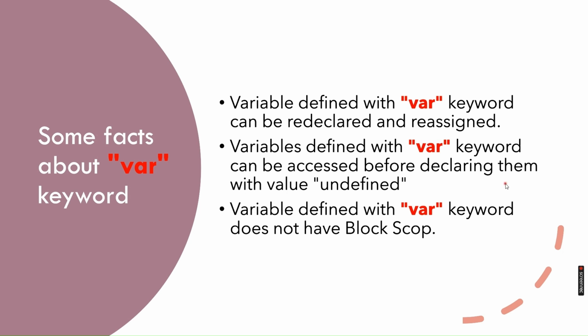Variables defined with the var keyword can be accessed before declaring them, with the value undefined. So before we say var car equals Toyota, if we want to print it to the console, it will be accessed without throwing any error, but the value will be undefined. A variable defined with the var keyword doesn't have block scope. That means if we declare a variable with var in a function or under a scope, like brackets, we can access it outside the block or outside the function.